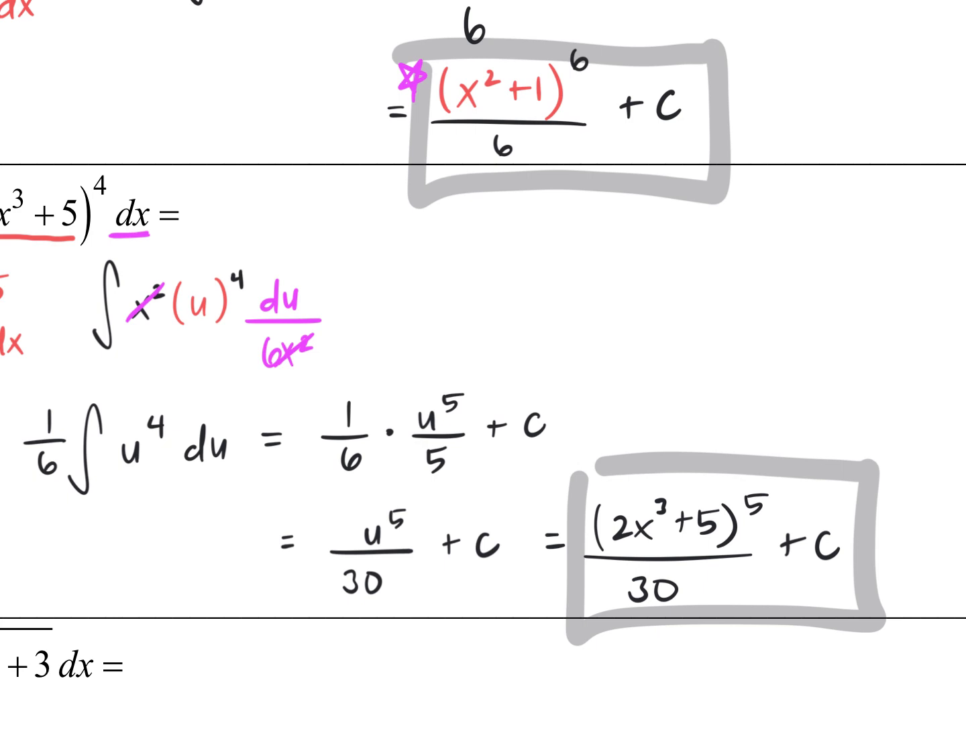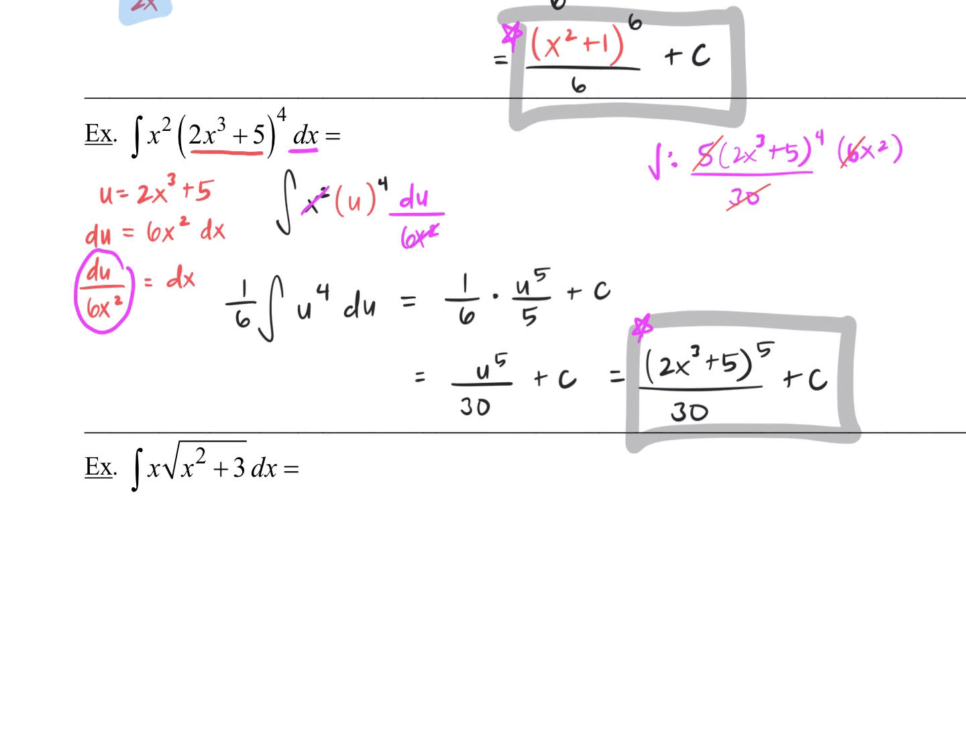Okay. Again, we can double check our work. If I take the derivative of what I just had, okay, the derivative would be 5 times 2x cubed plus 5 to the 4th power. This is all divided by 30. And then I'd have to take the derivative of the inside piece, which is actually 3x squared. Oh wait, sorry, I can't multiply. 6x squared. And if I simplify this, that 5 times 30 is 30, so that's going to go away. Did I end up with what I started with originally? Yeah. Okay. Questions on those two?